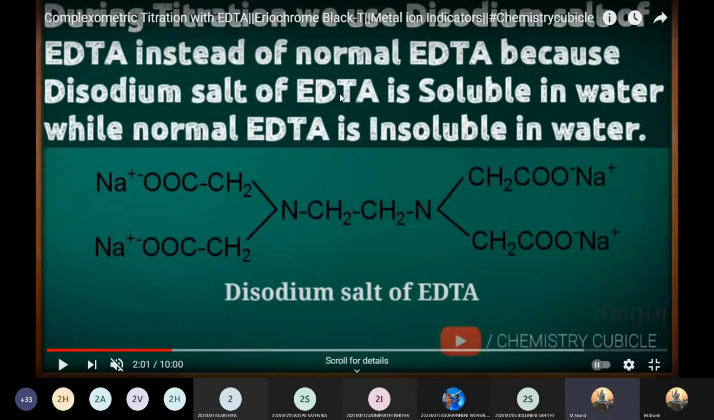Okay, during the titration we use the disodium salt of EDTA because it is more soluble in water than the normal EDTA, which is insoluble in water. That is why you write disodium salt of EDTA, which means just replace the hydrogens of this EDTA with the sodium.